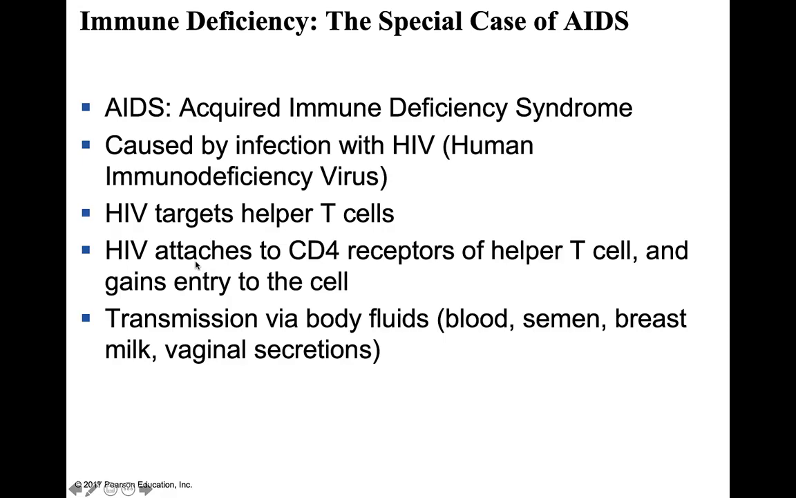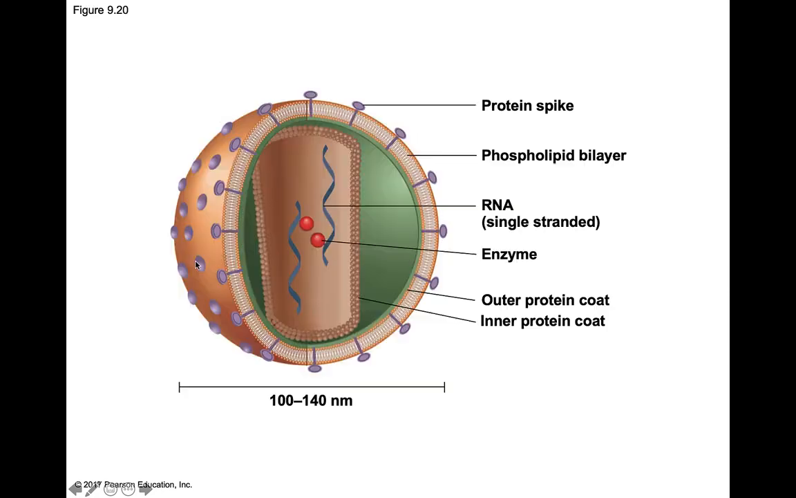for human immunodeficiency virus. We talked about this a little earlier, and this is a virus that specifically targets helper T cells. So HIV attaches to the receptors of helper T cells, and that's how it gains entry to the cell. It's transmitted through bodily fluids: blood, semen, breast milk, and vaginal secretions. So that's typically the normal transmission of the HIV virus.